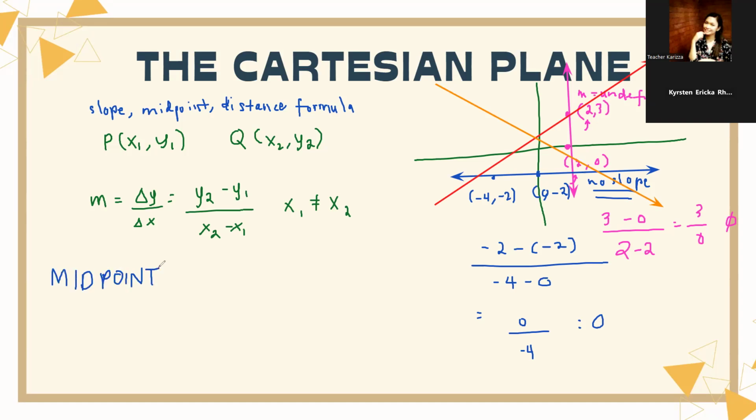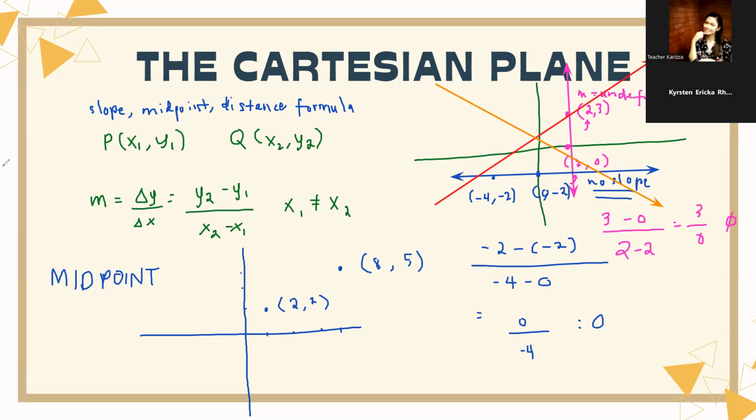So when we are talking about midpoint, we are talking about the middle point between two points. So yeah, exactly as the name suggests. So let's say we have P and Q, this would be 2, 2, and then this would be 8, 5. Okay, so we have points 2, 2, and 8, 5.